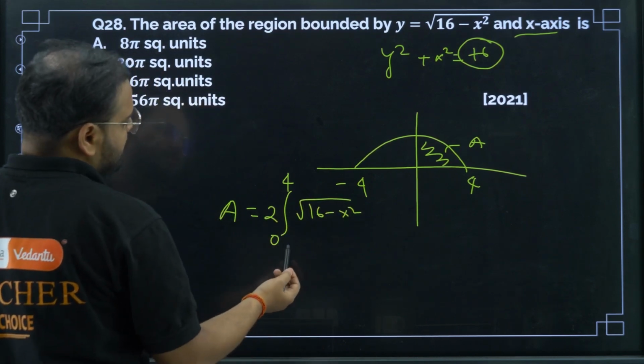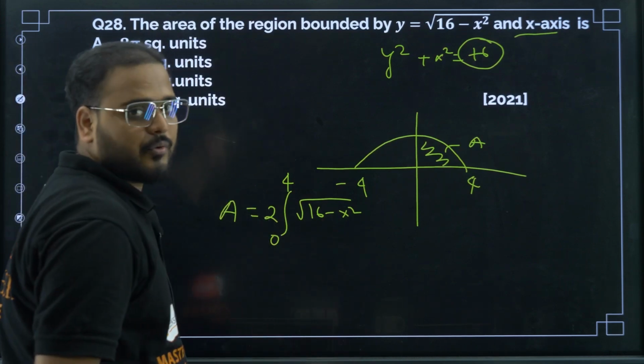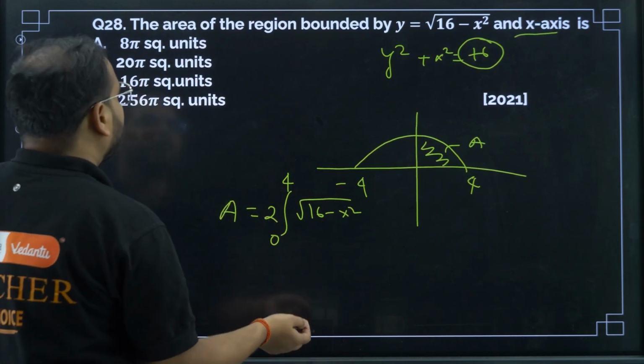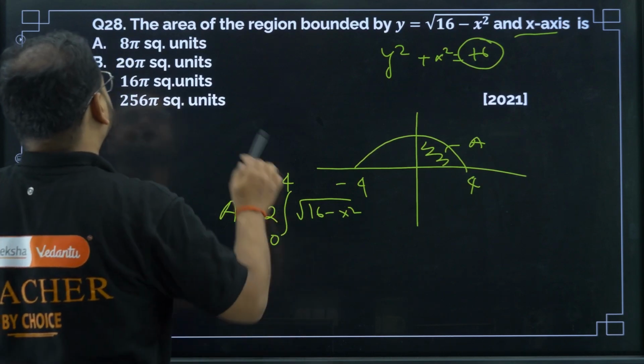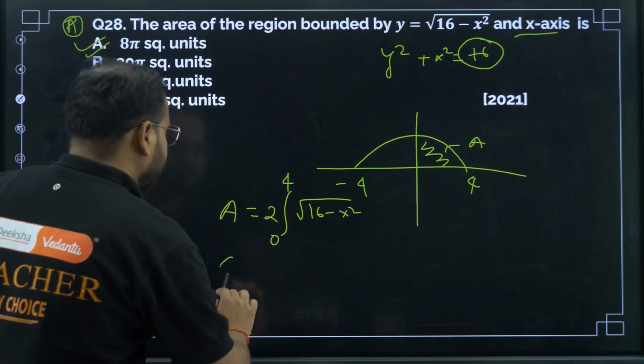Do this integration from your side. How can you do it? A square minus x square, you can use the particular standard function. For sine inverse, what will your answer be? Please solve this question. I know you can solve it.